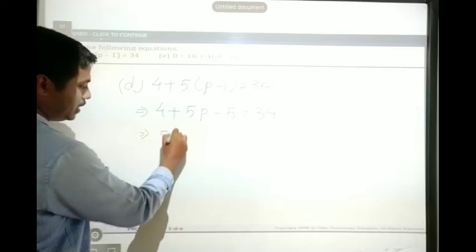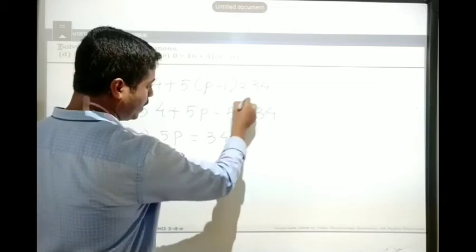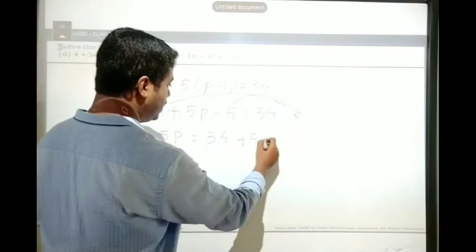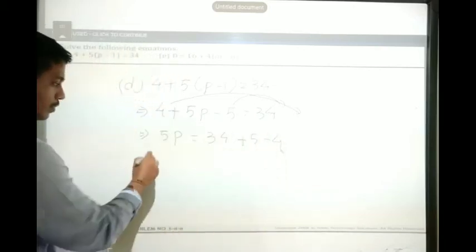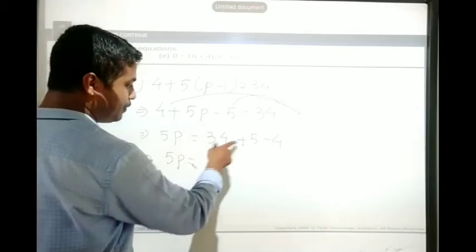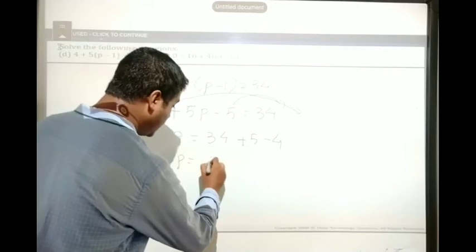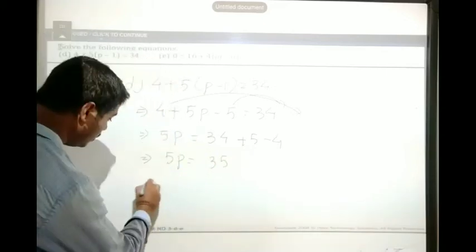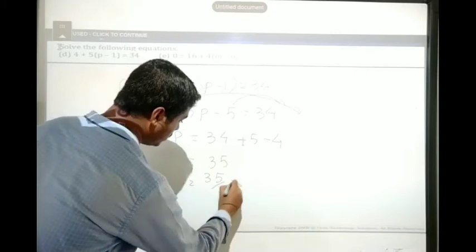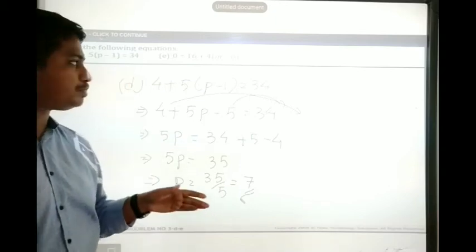Variable you separate 5p, put all the constants on the right hand side. 34, if I put this on the right hand side, this will be plus 5. If I put this on the right hand side, this will be minus 4. Implies 5p will be equal to 34 plus 5 is 39. 39 minus 4 will be 35. So p will be equal to 35 by 5. So this will be equal to 7. So this is the answer for question D.